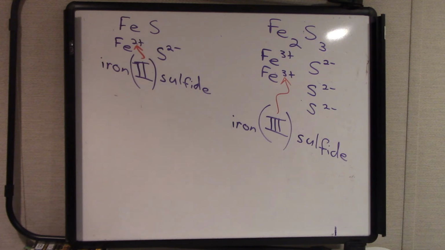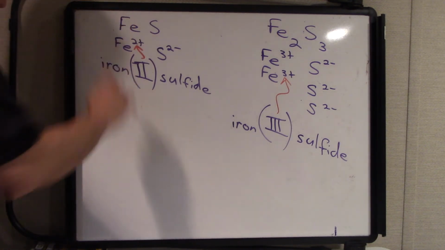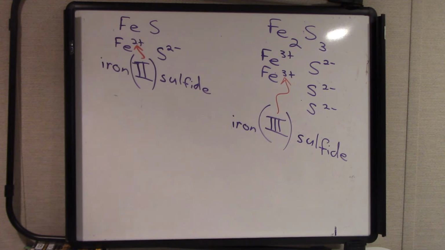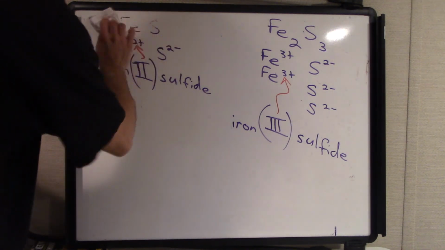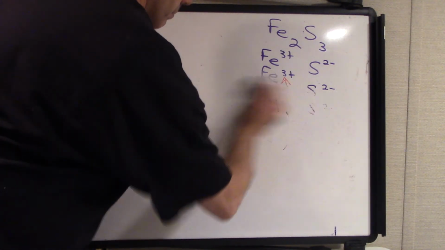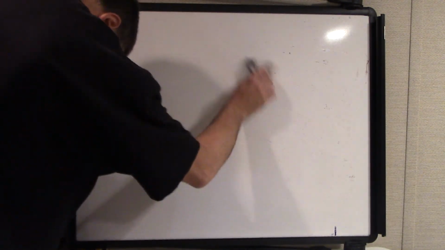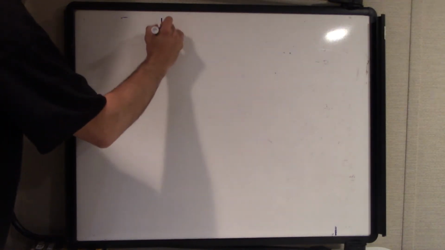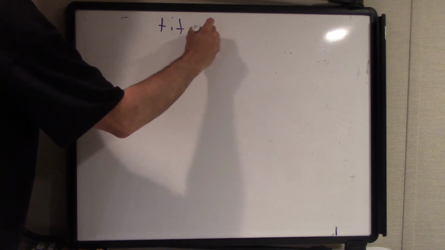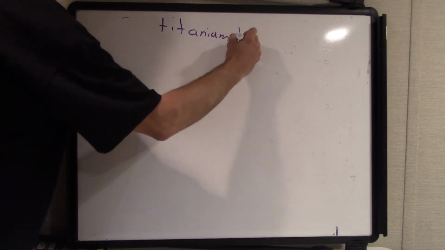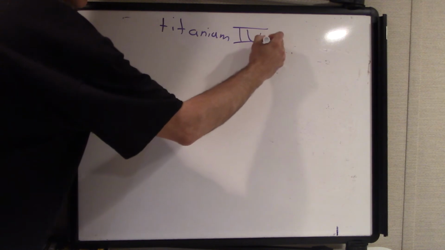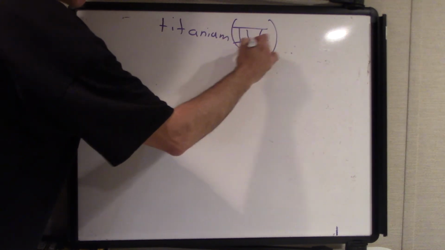So we just did some examples of going from formula to name. I want to do one example going the reverse way with you, where we start with a name and we're going to write a formula from that name. So the one I want to do with you is we're going to write the formula for titanium(IV) phosphide.